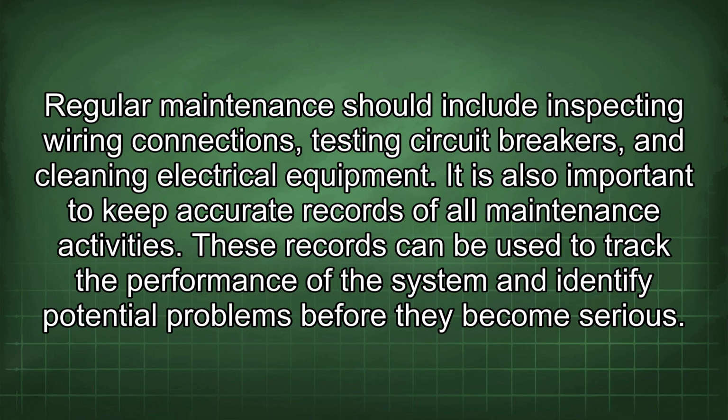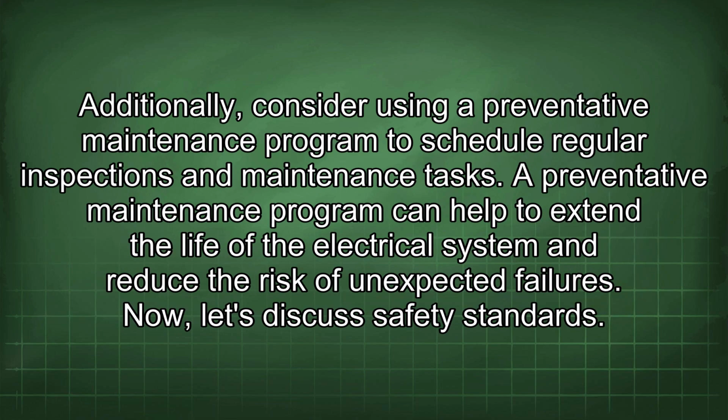It is also important to keep accurate records of all maintenance activities. These records can be used to track the performance of the system and identify potential problems before they become serious. Additionally, consider using a preventative maintenance program to schedule regular inspections and maintenance tasks. A preventative maintenance program can help to extend the life of the electrical system and reduce the risk of unexpected failures. Now let's discuss safety standards.